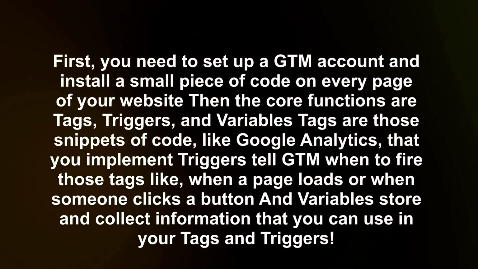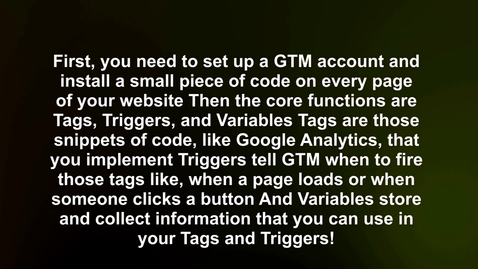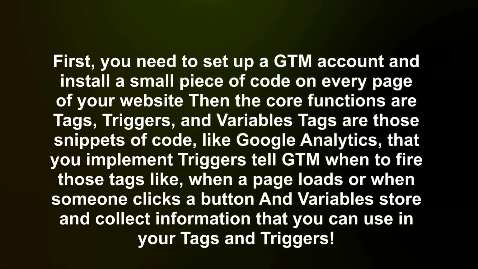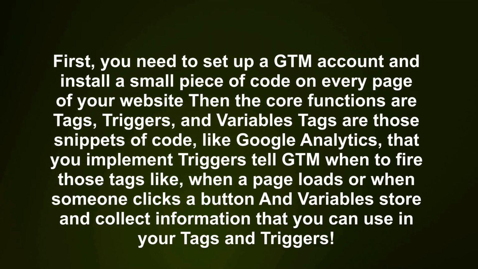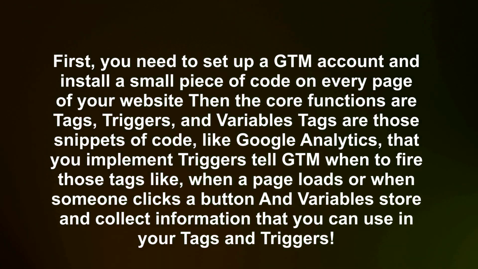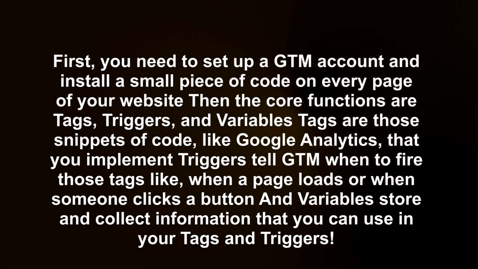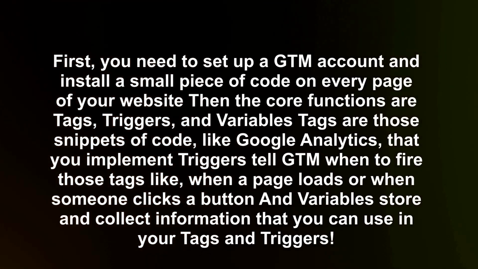Tags are those snippets of code, like Google Analytics, that you implement. Triggers tell GTM when to fire those tags, like when a page loads or when someone clicks a button. And variables store and collect information that you can use in your tags and triggers.